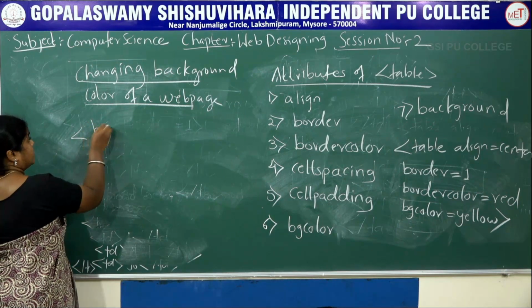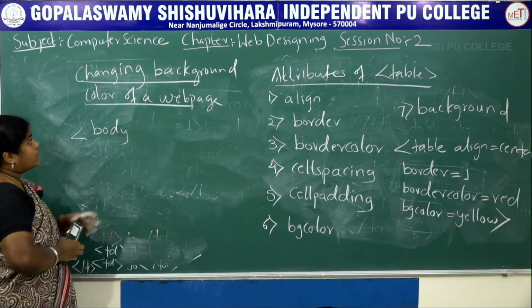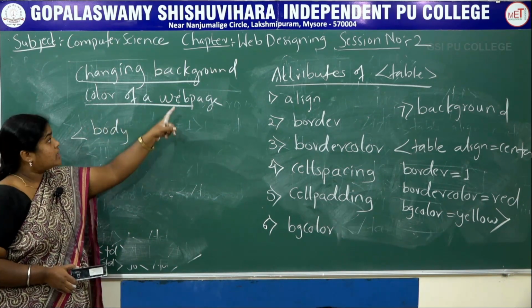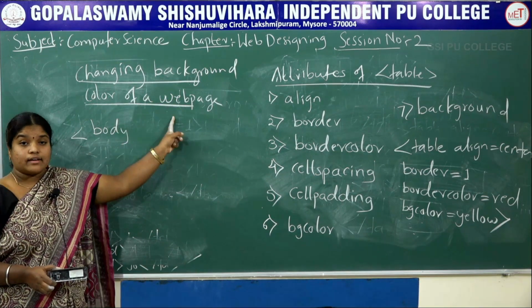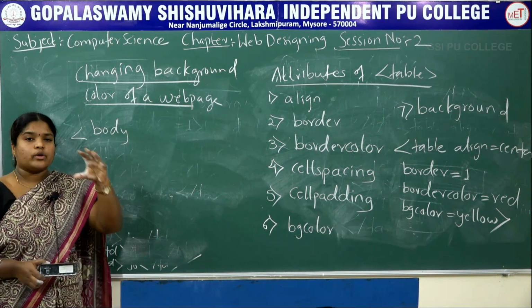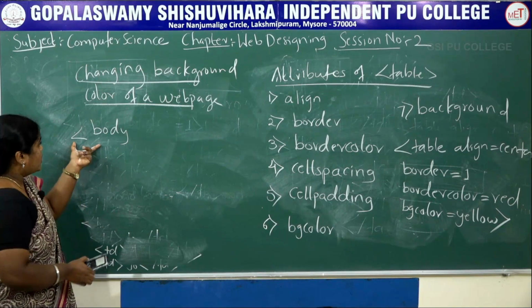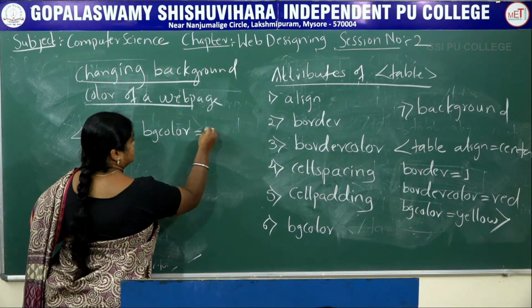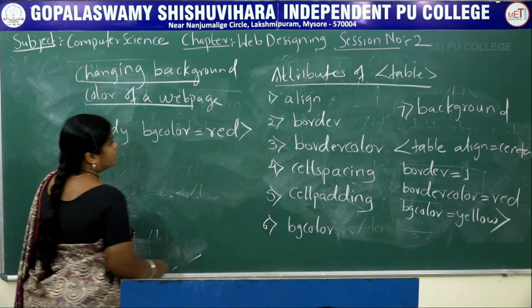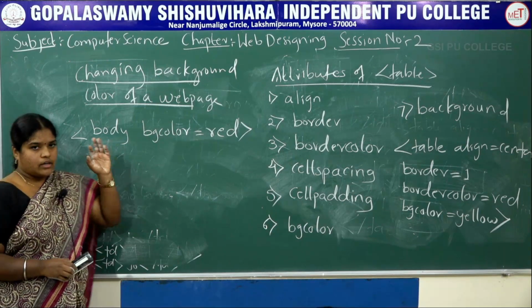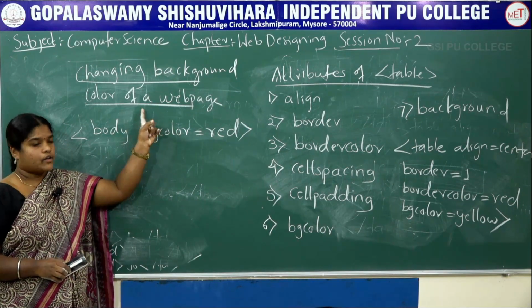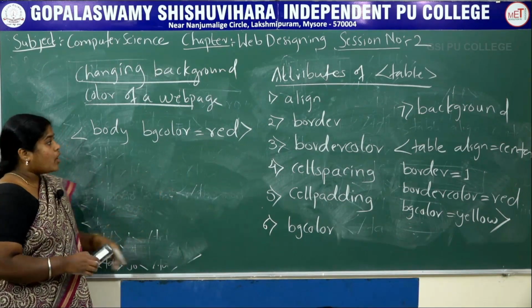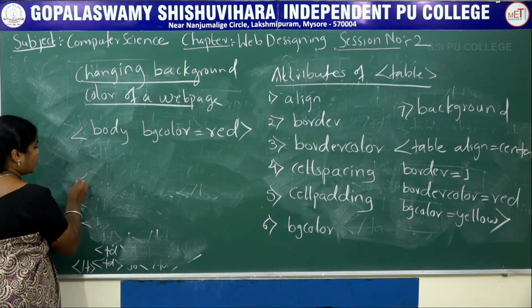Suppose I say body tag. For what purpose are we writing this tag? We are going to change the background color of an entire web page. So here we are going to deal with the body tag. Then BG color is equal to, suppose I say red. In this case the background color of the entire web page will be red. You can directly specify the color name or you can specify the exact code.